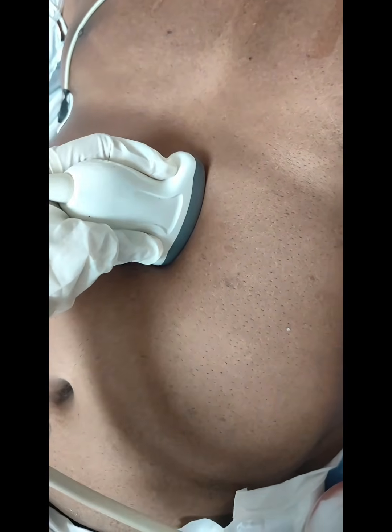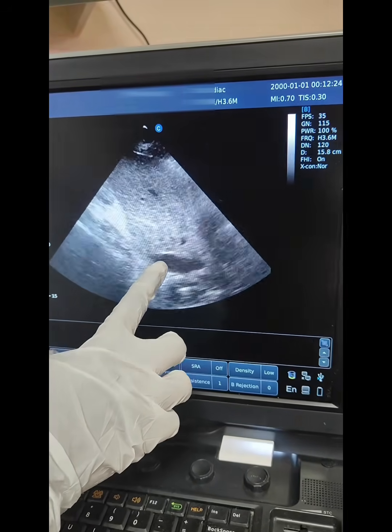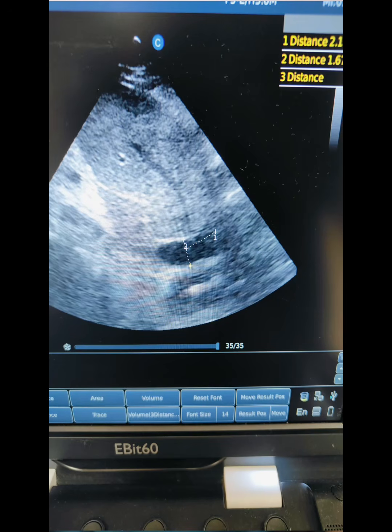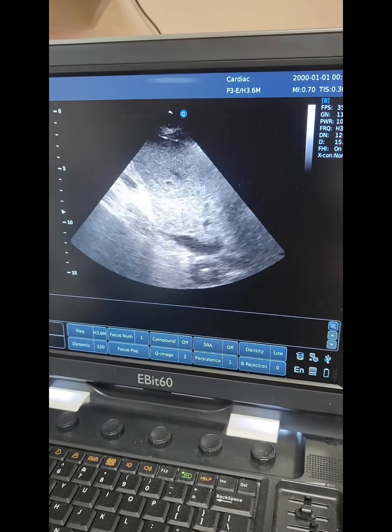Next is IVC assessment. Place the curvilinear probe just below the xiphoid process and slightly tilt towards the liver. You will be able to see the IVC draining into the right atrium. From the IVC right atrium junction, 2 to 3 cm, you can measure the diameter of IVC both during inspiration and expiration. You can also see whether the vein is collapsing during inspiration. If it is more than 50% collapsible, then the patient is hypovolemic and he might be fluid responsive.